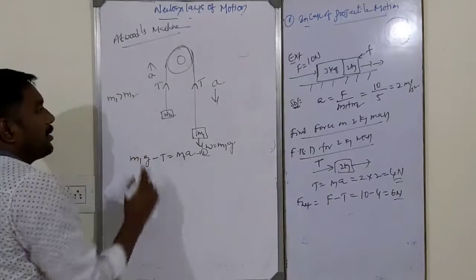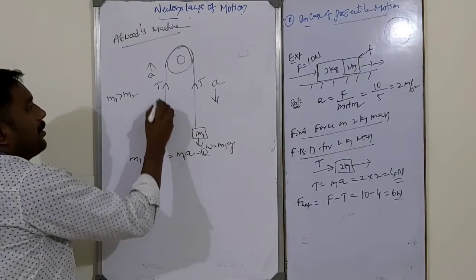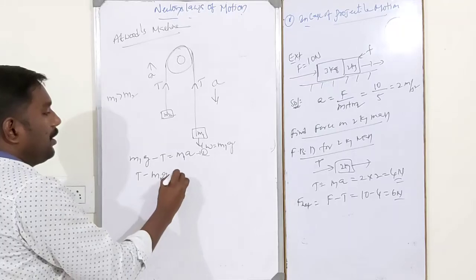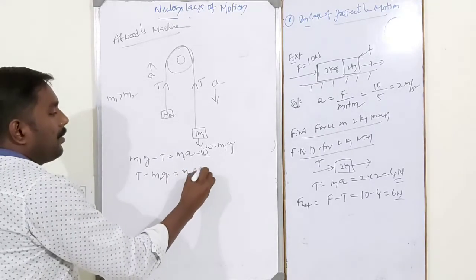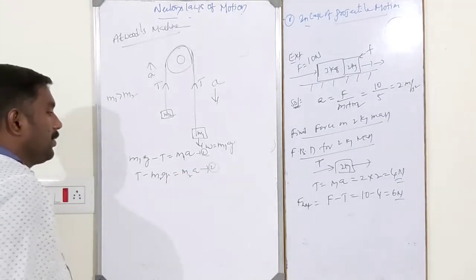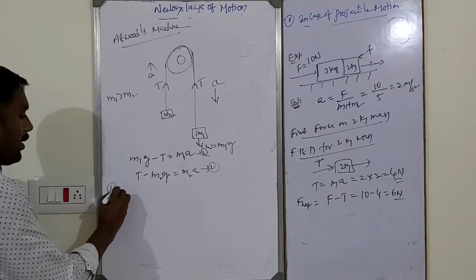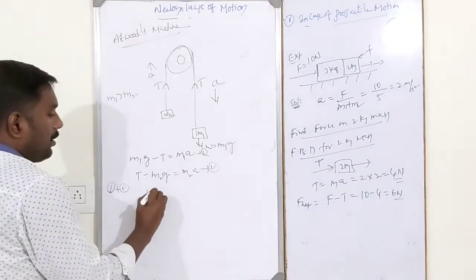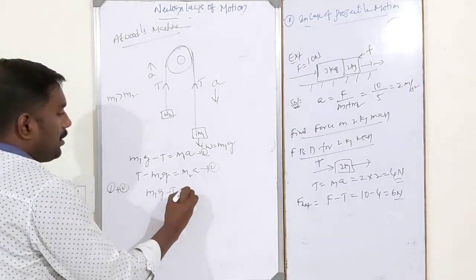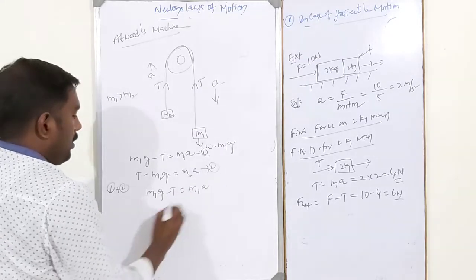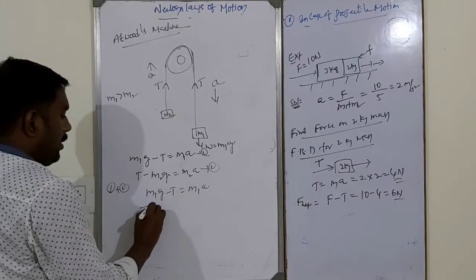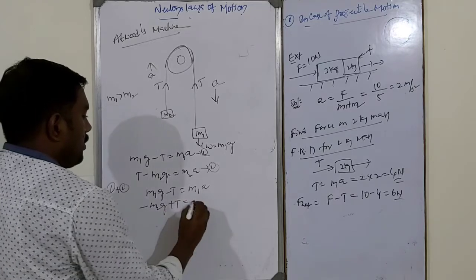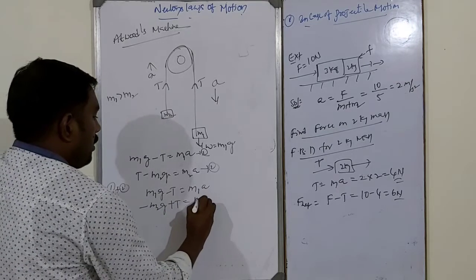So from this, for the other body the tension is higher, that is T minus M2G is equal to M2A. This is equation number 2. So adding equations 1 and 2: M1G minus T is equal to M1A, and minus M2G plus T is equal to M2A.